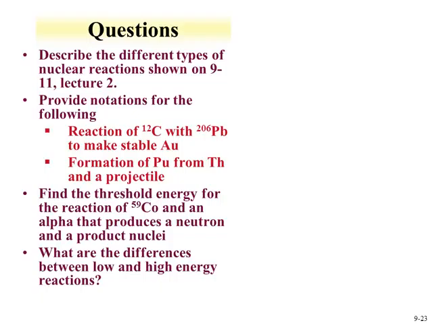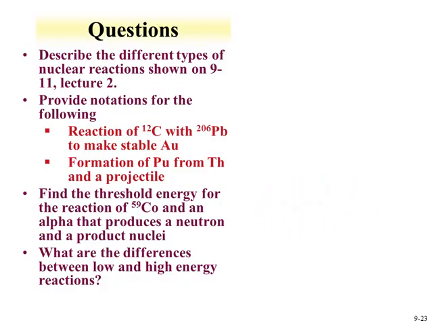As an example shown here, find the threshold energy for the reaction of cobalt-59 and an alpha particle that produces a neutron and the product nuclei. So again, we need to start with our notation for the reaction. Cobalt-59, alpha projectile, neutron comes out. If we go 2 Z higher than cobalt, we get to copper. And as opposed to a 4 increase, we only have 3 because one of the neutrons is also a side product. If we use the Q value calculator, we'll see that the threshold for this reaction is 5.4 MeV.